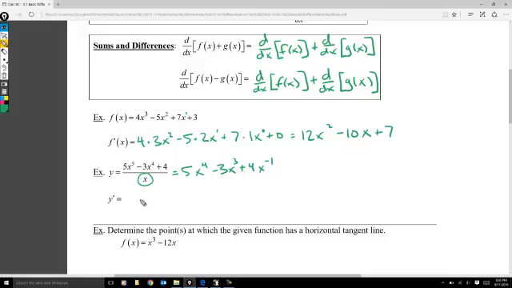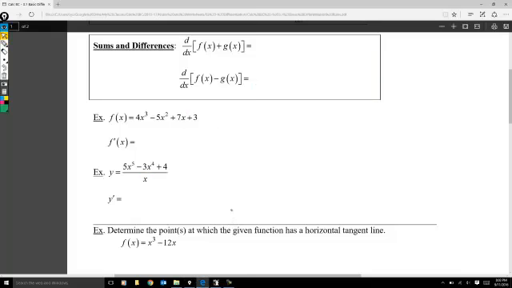Okay, taking the derivative, again, one term at a time. Let's get some steps this time. So 4 times 5 is 20, x to the 3rd. Negative 3 times 3 is negative 9x squared. 4 times negative 1 is negative 4x to the negative 2nd power. Right? And again, you do not have to simplify, just leave it like that.